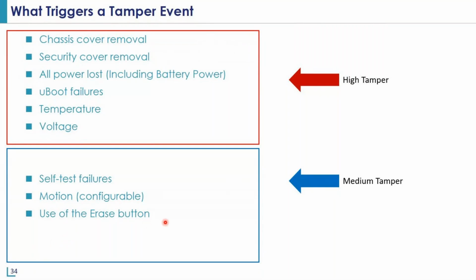Use of the erase button. On the rear panel, you have an erase button. I'll show you that section in the images, how that rear panel looks. If someone goes to the data center and presses that erase button, this will also result in medium temper. So remember these sections here: high temper events and medium temper events.